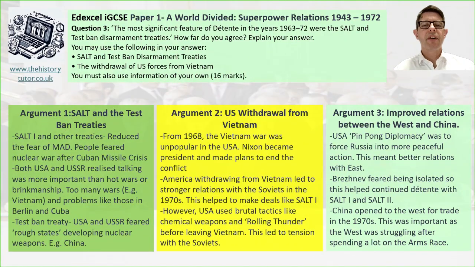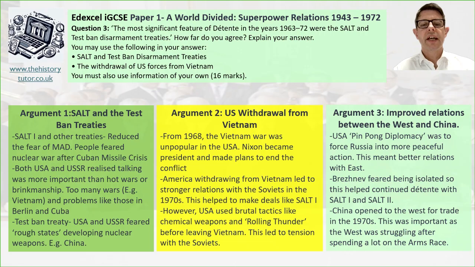Okay, so here are my ideas. I'm saying for argument 1, SALT and other treaties reduce the fear of MAD. So there's one impact, an idea we could argue about the significance of Detente. People had feared nuclear war after the Cuban Missile Crisis, so reducing nuclear weapons is reducing that fear of MAD. Both the USA and USSR realised talking was more important than hot wars or brinkmanship. Too many wars like Vietnam and problems like those in Berlin and Cuba just caused tension and fear.